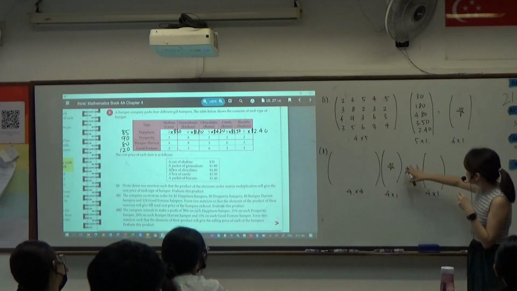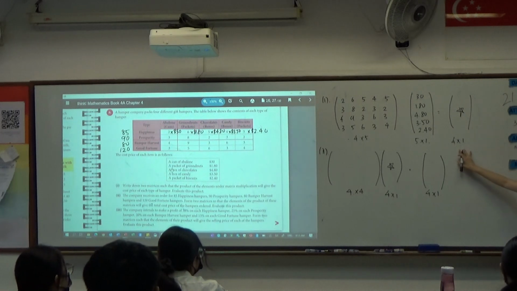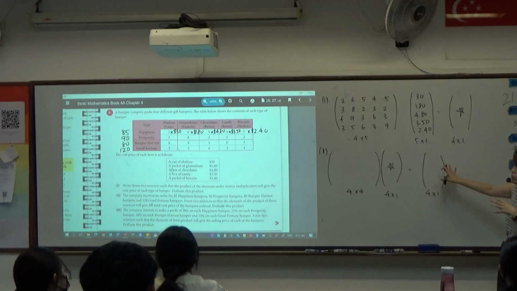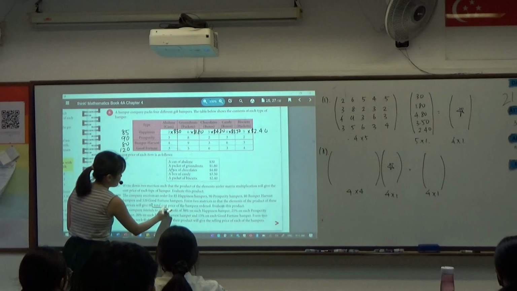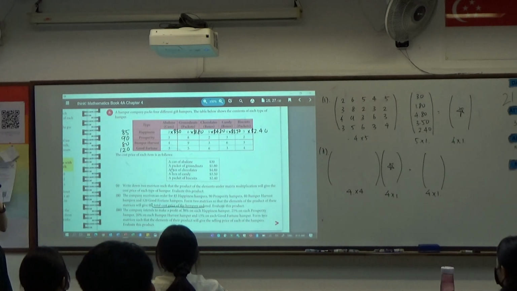Okay, so if I want to make use of my answer in part I, which is a 4 by 1 matrix, and knowing that at the end I need a matrix that will tell us the total cost price of the hampers ordered. Wait, total cost price of the hampers ordered.